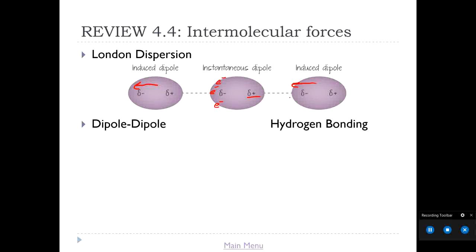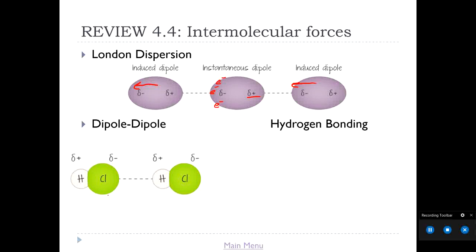The next one in the intermolecular forces we looked at was dipole-dipole. Again, London dispersion was a temporary dipole. Dipole-dipole is when we have a molecule with a permanent dipole in place. So we have to have a polar molecule. In this case, an example is HCl, hydrogen chloride if it's a gas, or hydrochloric acid.